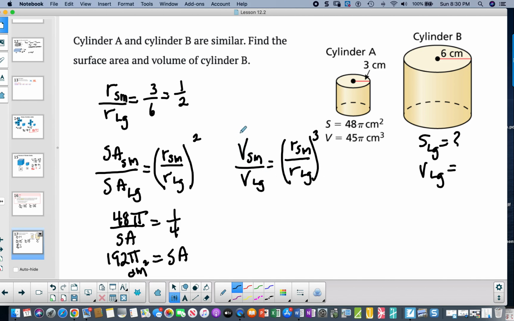We're also looking for the volume of the large. And we're going to run across the same proportion. We do know the volume of the small, which is 45 pi. We're looking for the volume of the large. I'll just call it V. And we're going to take the scale factor, which is the ratio of the radii, and we're going to cube it, 1/8. And so when we cross multiply, the volume will be 360 pi, and we're going to label that cubic centimeters.